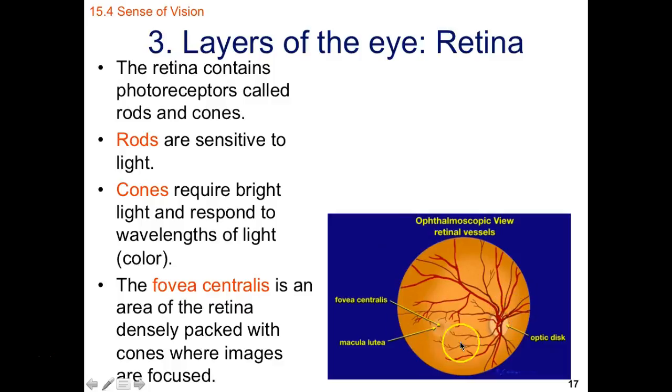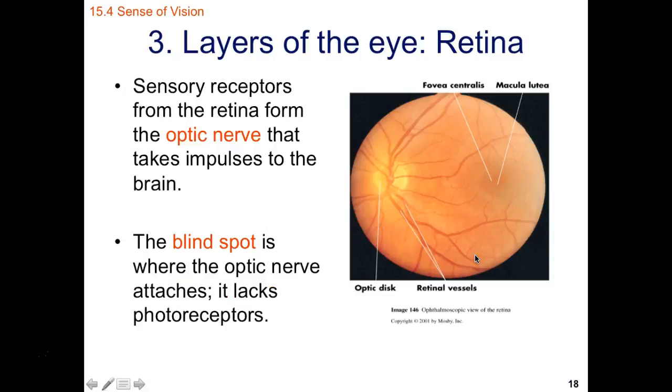We'll talk about that in a moment. And the other thing you can see is what we just talked about, this macula lutea, and right in the center is the fovea centralis, where all those cones are found. The rest of this area, as we're moving on away from that fovea centralis, we start to have more and more rods instead of cones.